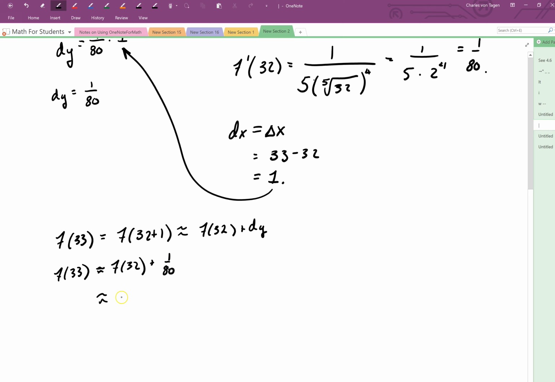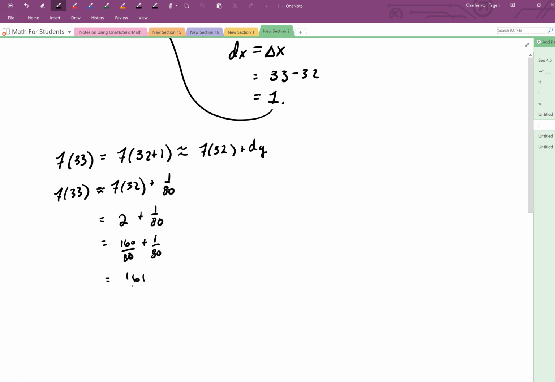So f of 33 is approximately 2 plus 1 over 80, which equals, these two should be equalities, this equals 160 over 80 plus 1 over 80, which is equal to 161 over 80. So this is what we're using to approximate f of 33. Notice this is the same answer we got when we treated this as a linearization.